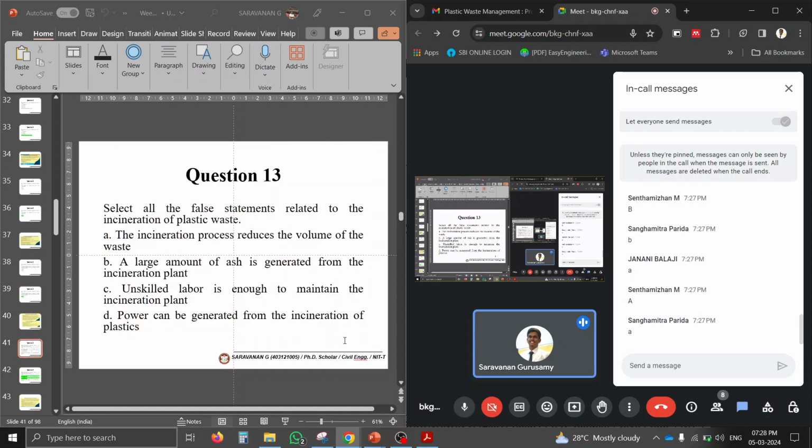13th question. Select the false statement related to incineration. Incineration process reduces the volume of waste. A large amount of ash is generated from the incineration plant. Unskilled labor is enough to maintain the incineration plant. Power can be generated from the incineration of plastics. So it may be a multiple option question: false statements.